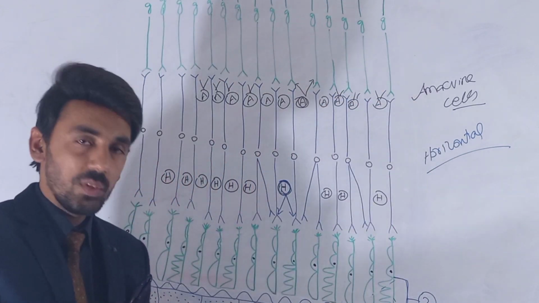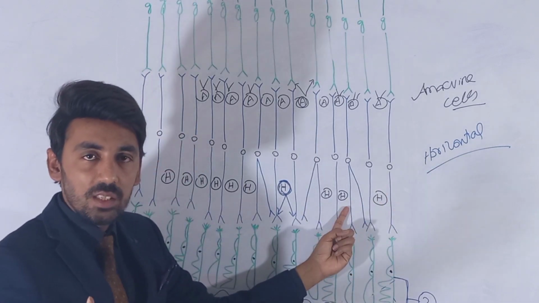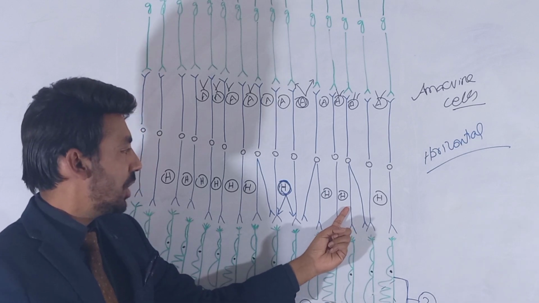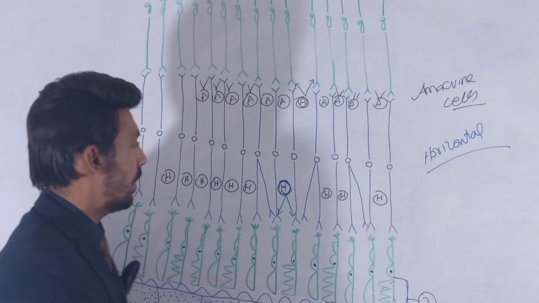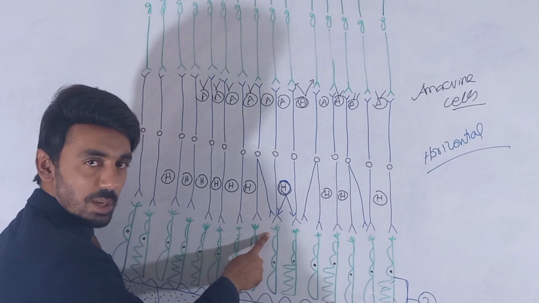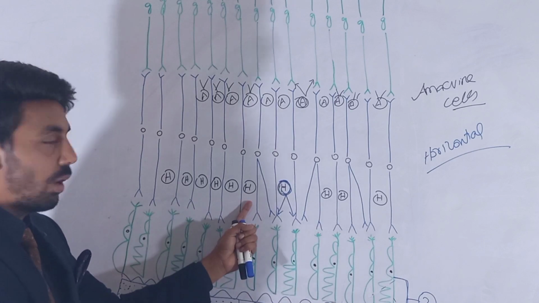So we have two different types of cells. The first one is called the horizontal cells, which are not the supporting cells. They are conducting cells, which conduct the action potential, the gradient or the local potential between the photoreceptor cells and the bipolar cells, right? They are called the horizontal cells.